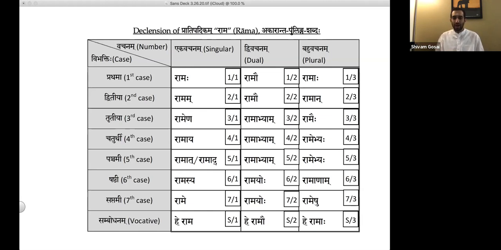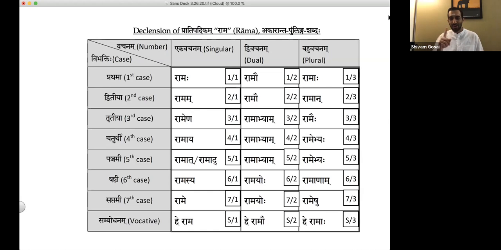Then 5-2, Ramabhyam. A lot of ahs. Not Ramabhyam, Ramabhyam. Rama is feminine, a different word. So Ramabhyam. And then Ramebhyaha. Here's the nice thing. We only have 1 minute, but 5-2 and 4-2 are the same.